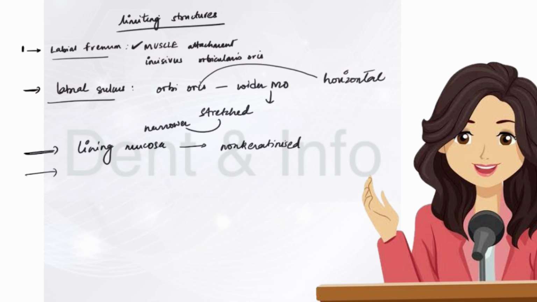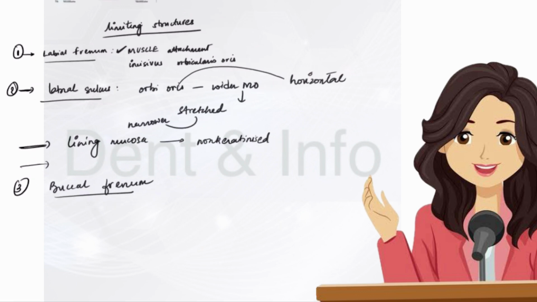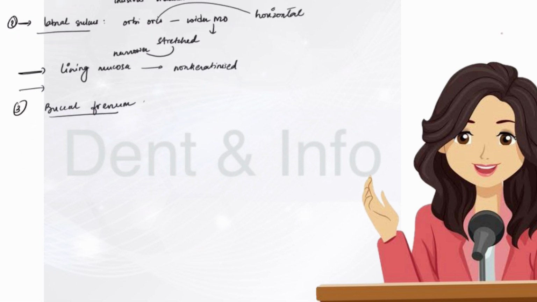Coming to now, this was our first one. This was our second one. Coming to the third one is our buccal frenum. We are just discussing the points of difference now from your maxilla. Buccal frenum, similar 3 point of your attachment. Posterior will be your buccinator. Anterior will be your orbicularis oris.